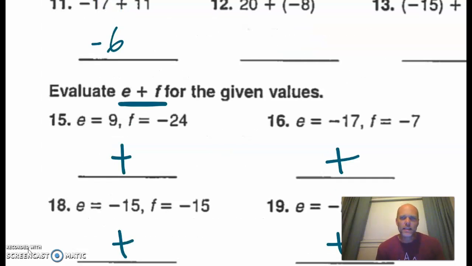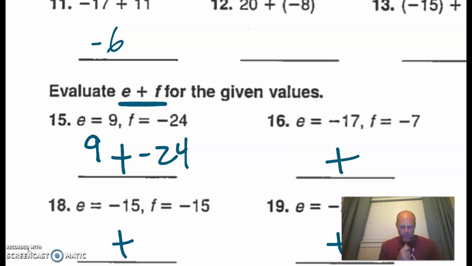Well, if E equals 9, E can't be there that day, so 9 fills in. And if F equals -24, F can't be there that day, so -24 fills in. We're just substituting. And to evaluate is a fancy word for solve.